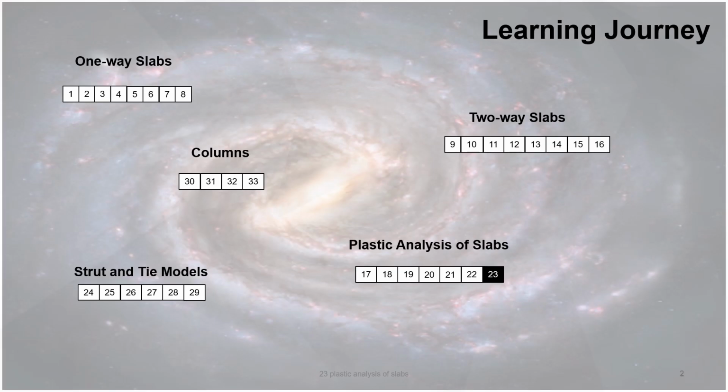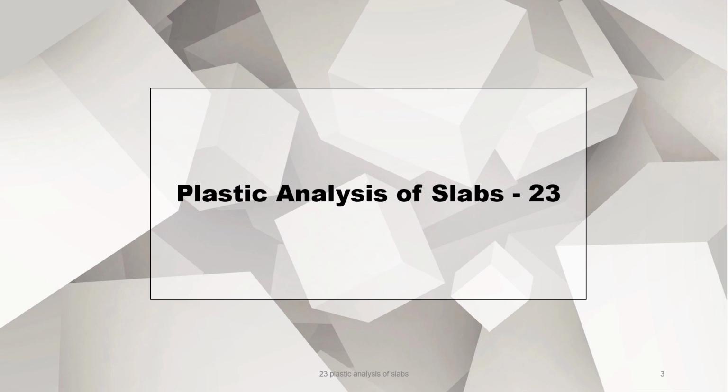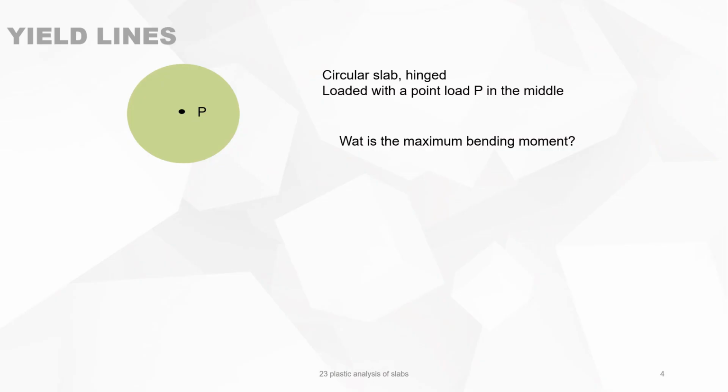This is video 23 on the reinforcement of concrete slabs. After video 23, we will talk about strut and tie models and about columns. In this video, we will give 3 specific examples of how to deal with the method of yield lines.